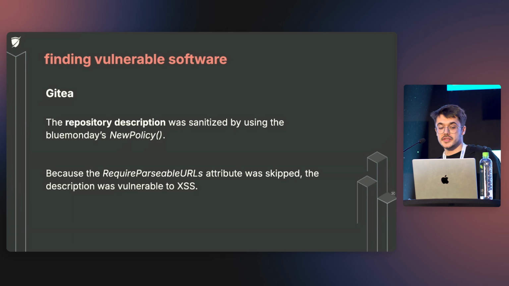The second software that we found is Gitea. The problem with Gitea was that its repository description was sanitized by using the bluemonday NewPolicy. And that happened because the required parsable URLs attribute was skipped.